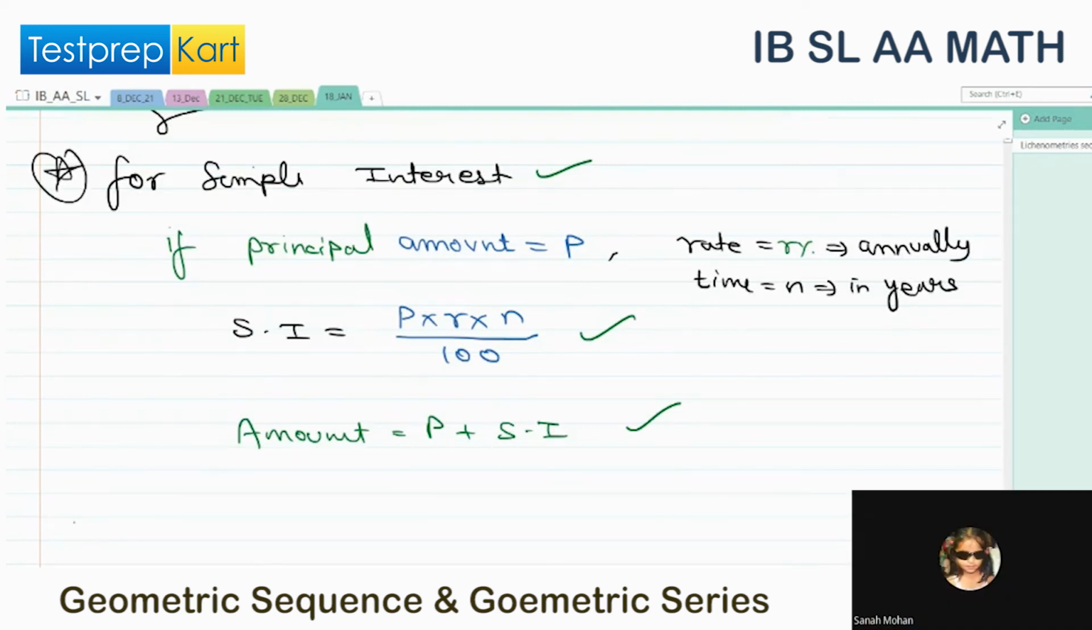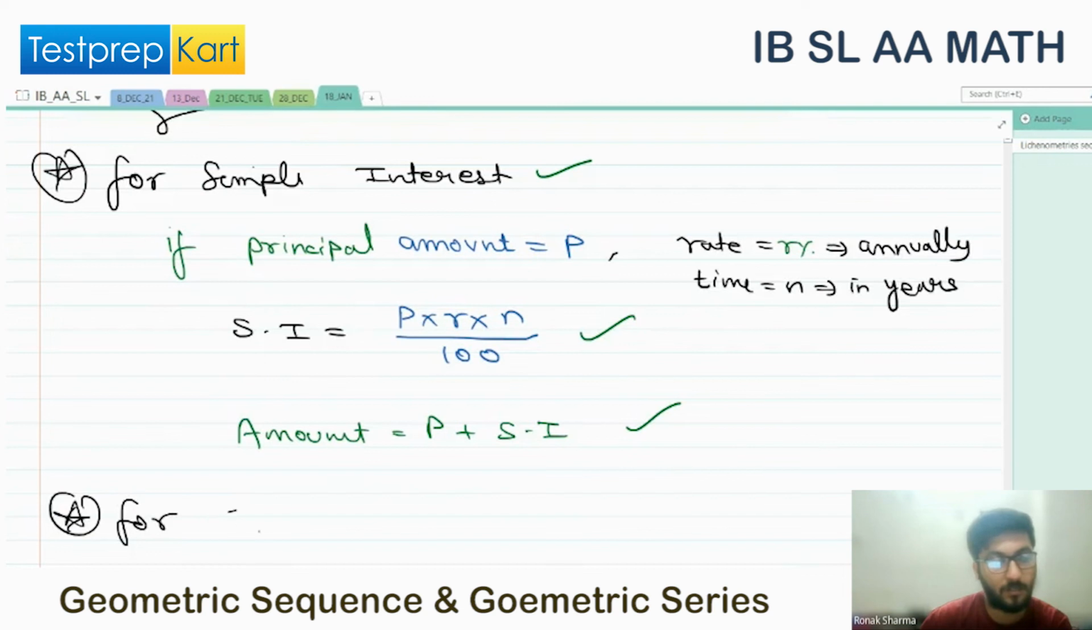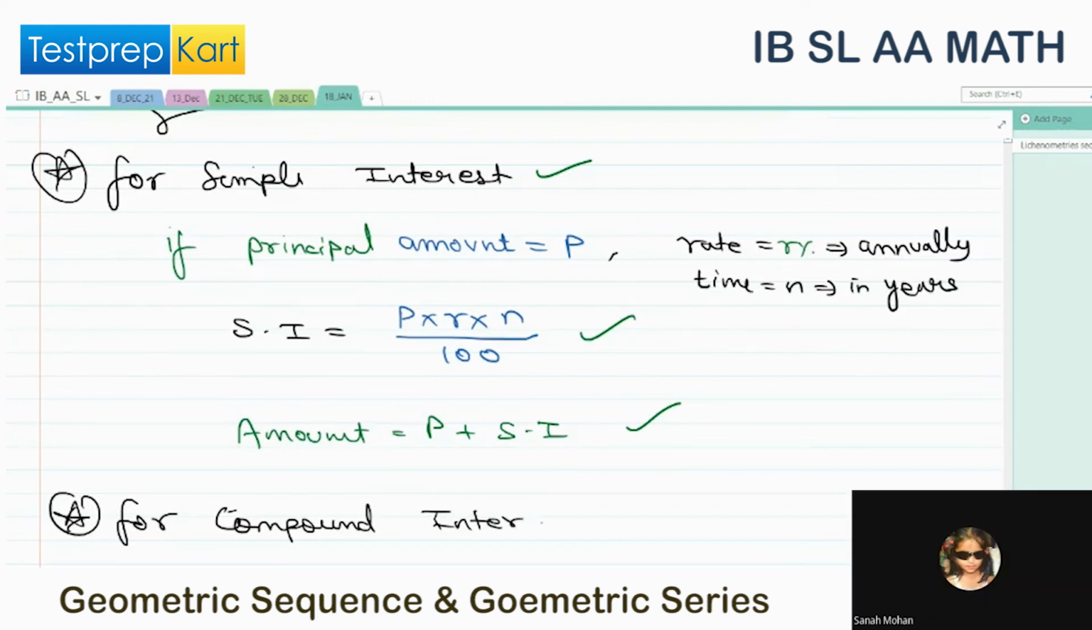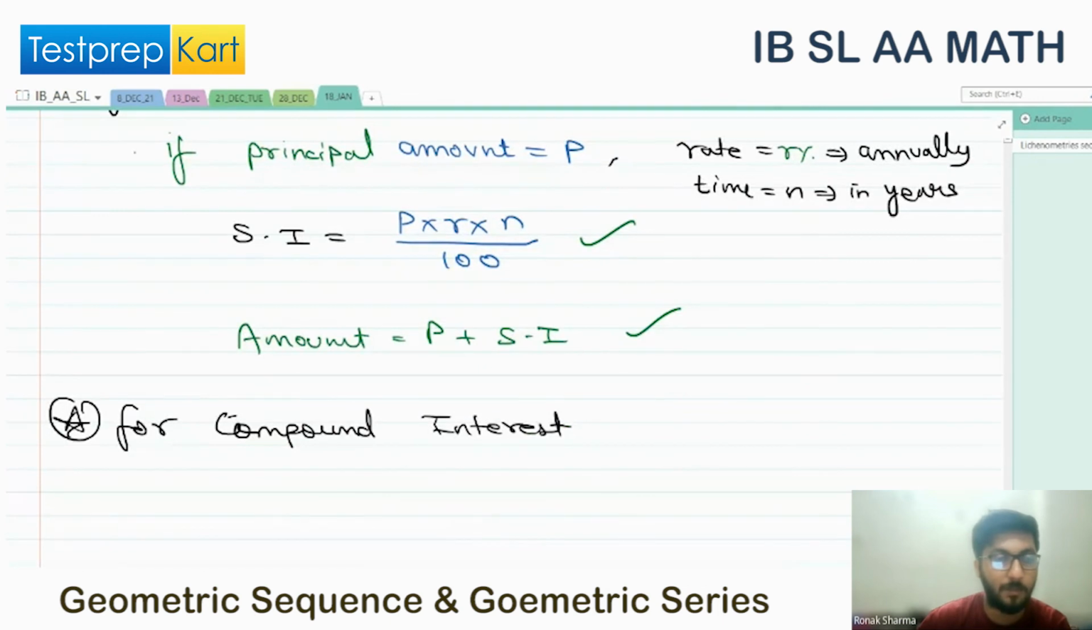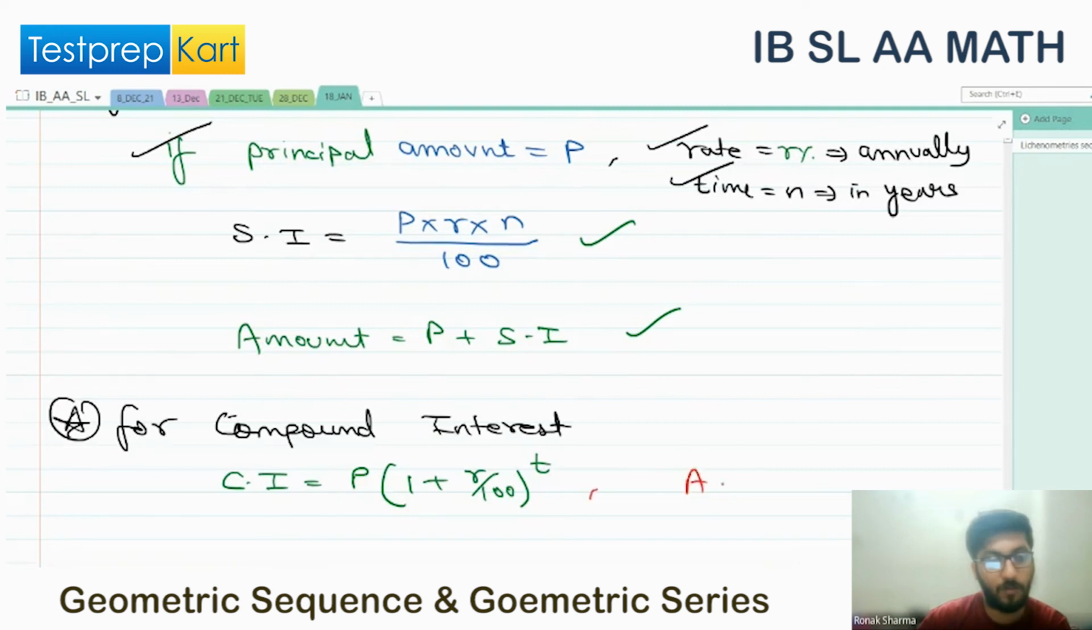And for compound interest, note it down. For compound interest, same thing. If we let the principal amount be P, rate be R percent, and time be T years, then compound interest is given by P times 1 plus R by 100 power T, and the amount will again be P plus CI. So first we calculate this and then we add this to P. So you'll get your answer.